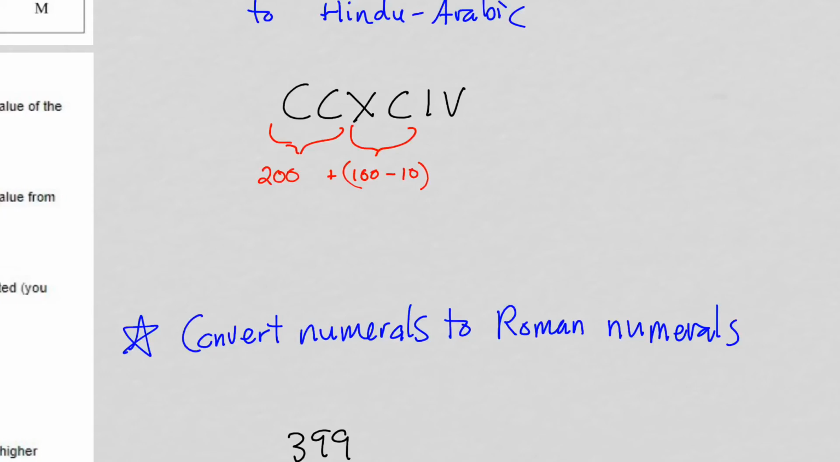And next we see another example of a letter smaller than the next letter, so that means we're going to subtract 1 from the 5. You don't have to write out the subtraction if you do it in your head. So this is going to be 200 plus 90 plus 4, which is 294.